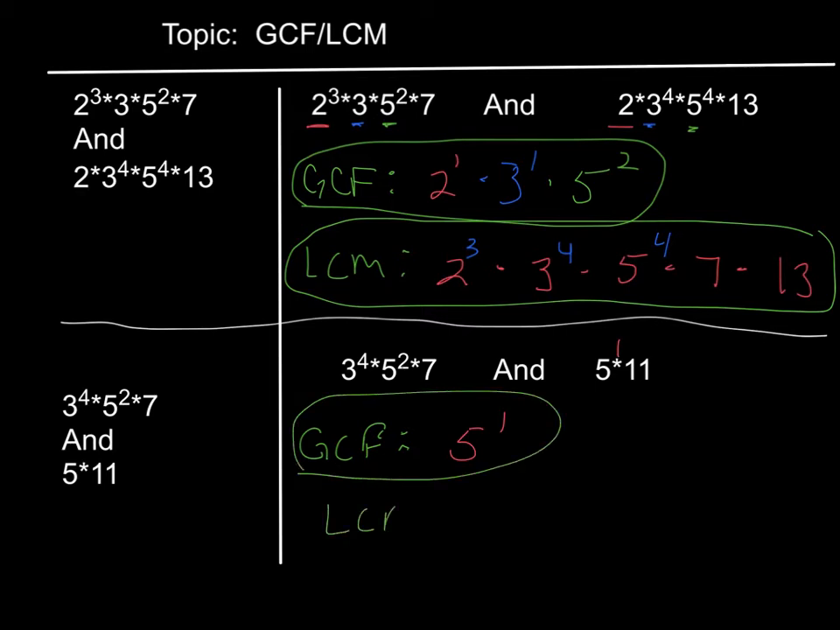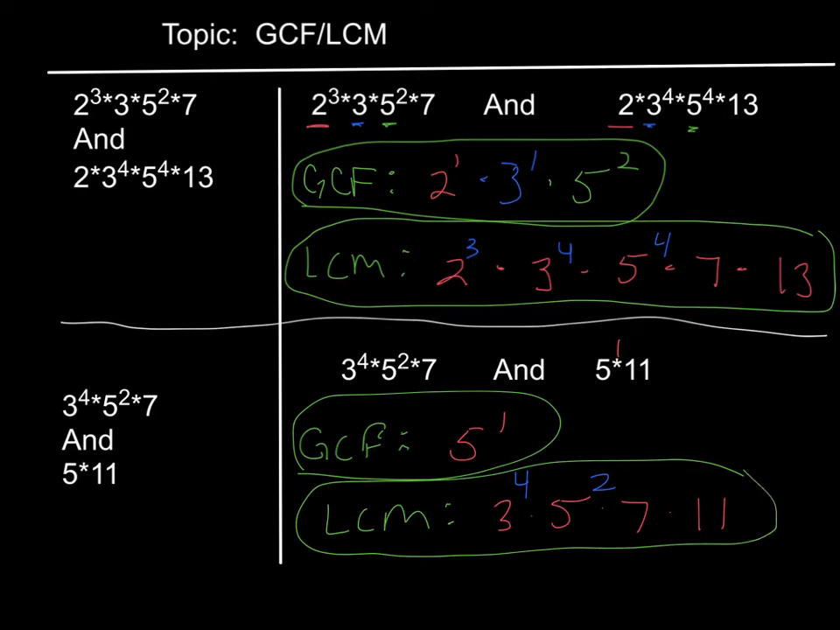Now for my LCM. So I'm going to use all of my factors, common or not. So I'm going to use 3, 5, 7, and 11. So I have 3, and now I'm going to use the biggest exponent of each one. So I have 3 to the 4th, 5 squared, 7 and 11 don't have exponents, so that's it. So there you go. That is my least common multiple. Just like that.